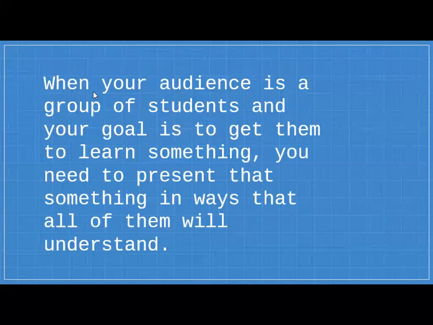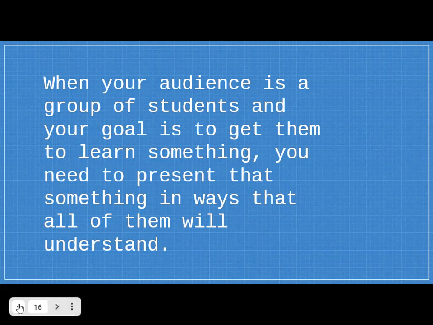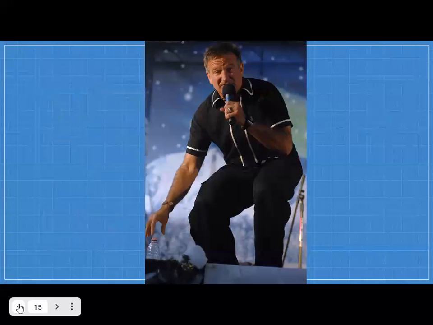Okay. When your audience is a group of students, though, and your goal is to get them to learn something, you need to present that something in ways that all of them will understand. So it's not just about engagement, it's about getting them to understand the material as well, which is definitely a much higher stake than, say, being a stand-up comedian trying to get people to laugh.